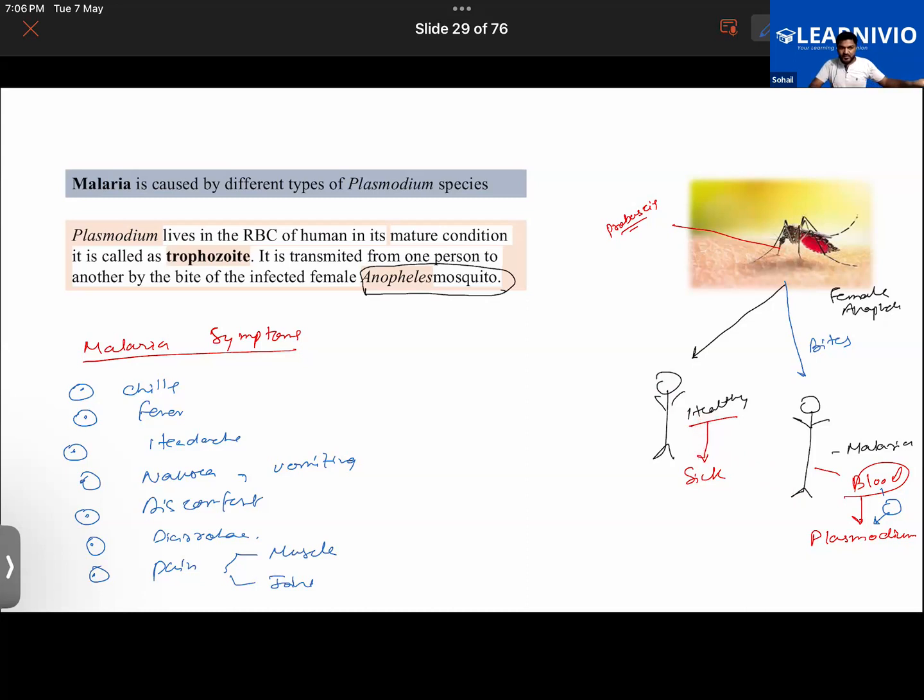You guys getting it or not? Sir, can only female mosquitoes transmit plasmodium? Yeah, it is seen that only the female mosquitoes transmit it.